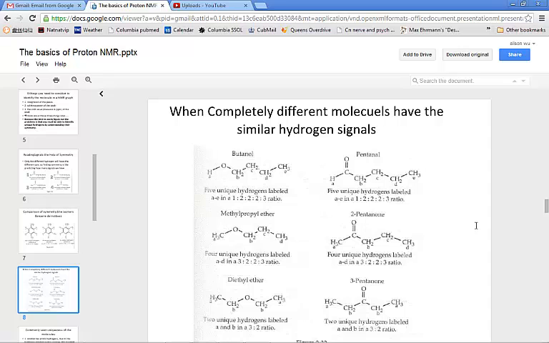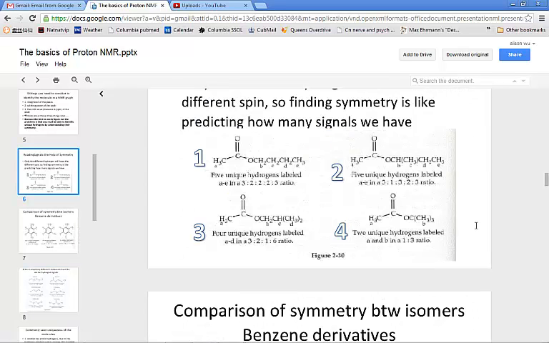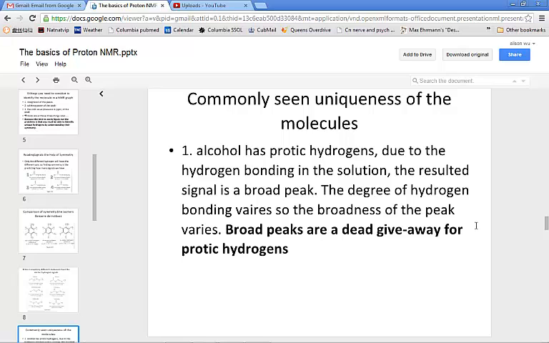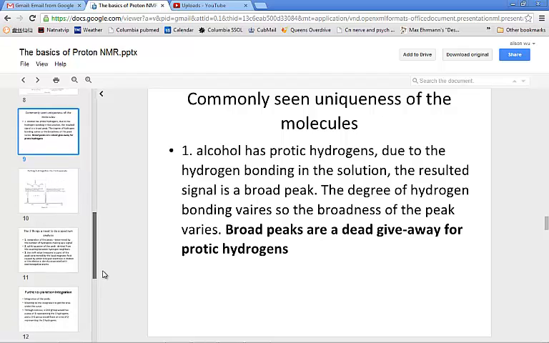So you have to be able to recognize, and all these three slides are just trying to teach you how to recognize unique hydrogens, the commonly seen uniqueness of molecules. So like I said, one big thing about hydrogens, when you have a molecule with an alcohol group, is the protic hydrogens. Protic hydrogen means it can form hydrogen bonds. Because it can form hydrogen bonds in solution, usually the peaks are really broad. Broad means really wide. Just remember this. It's a trick that you should remember.